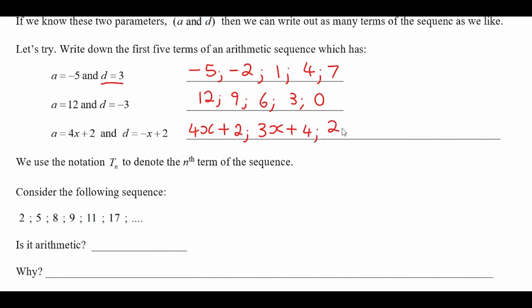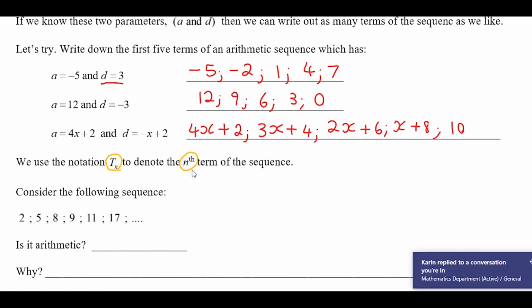We're going to get 2x plus 6. We're going to get x plus 8. And lastly, when we add negative x plus 2 to this, we're just going to get 10. That's our fifth term. Really important idea now is that we use Tn to denote the nth term of the sequence.